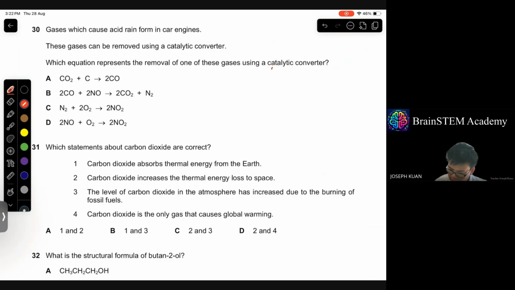Next, ethanol can be made by the fermentation of aqueous glucose and by the catalytic addition of steam to ethene. What are the two advantages of making ethanol with catalytic addition of steam to ethene rather than by the fermentation of aqueous glucose?